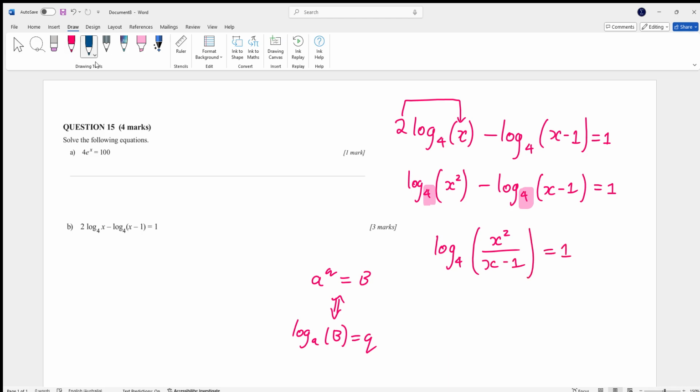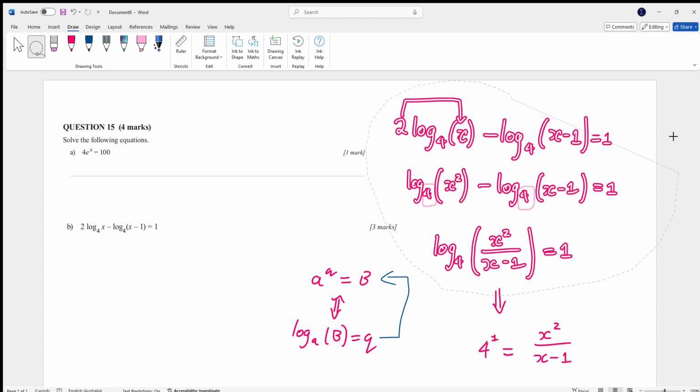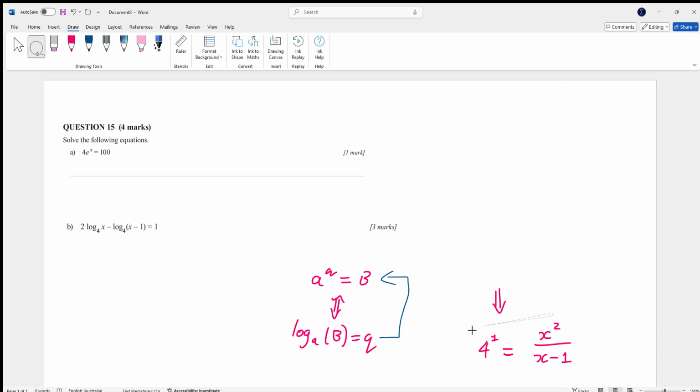Now, you'll want to use this relationship down here, except we're going to be doing it in reverse. We're going to go from the log to the exponential because our unknown is trapped inside the log. So if we do that, we can write this as 4 to the power of 1 is equal to x squared over x minus 1. Now what I'm going to do is get rid of this working because we're going to run out of room otherwise, and move that up there.